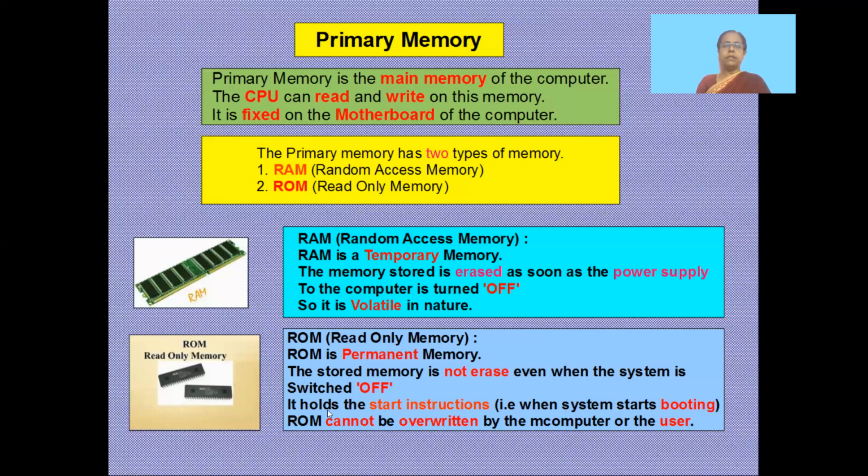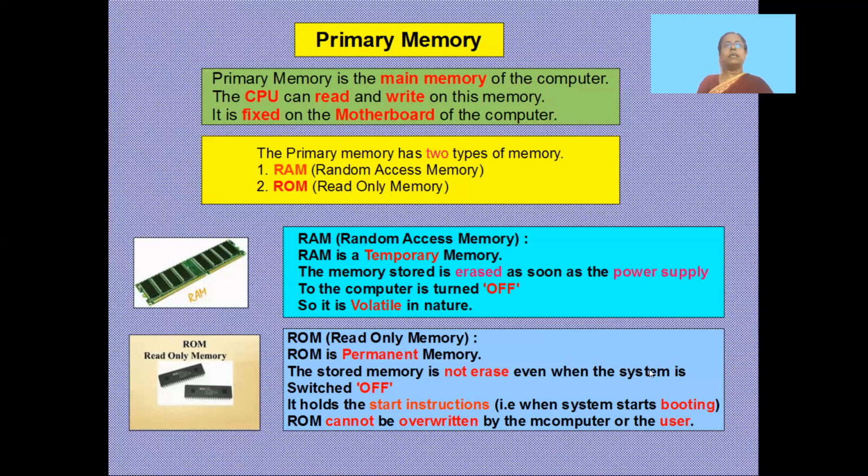And what are the things that it is holding? The start instruction, that is all the system booting is done. So ROM cannot be overwritten. Even if you want to change any programs, you actually cannot change the program because it's a built-in program by the computer maker. So the computer user cannot make any changes. Permanent memory is basically the memory that is stored in the computer and does not get erased, even if the system is switched off. This is basically the start instructions of the computer.